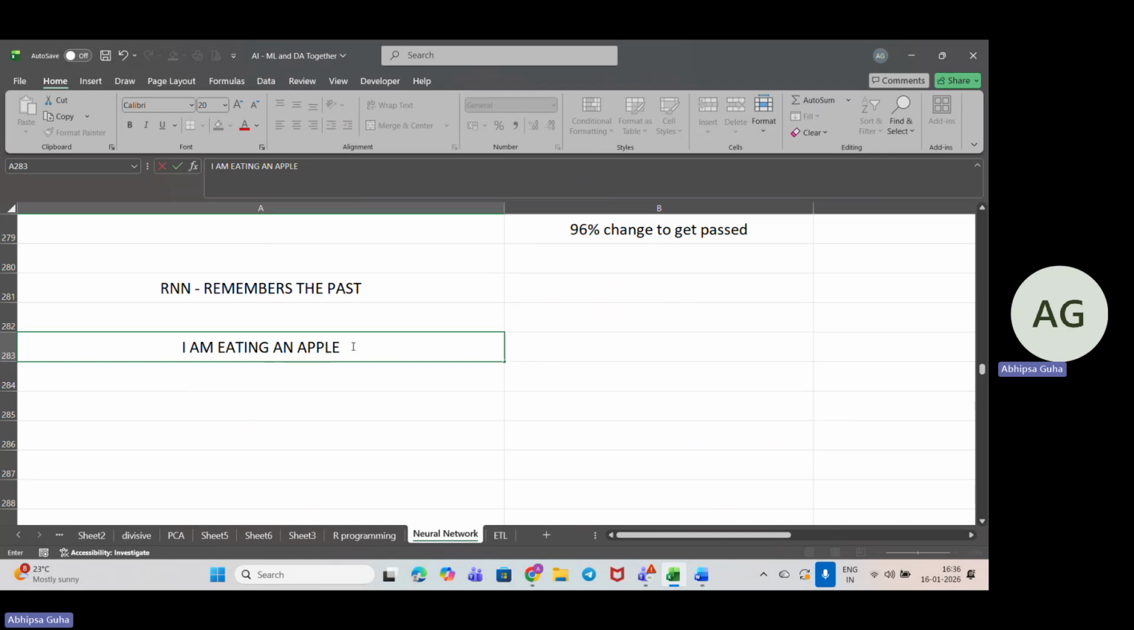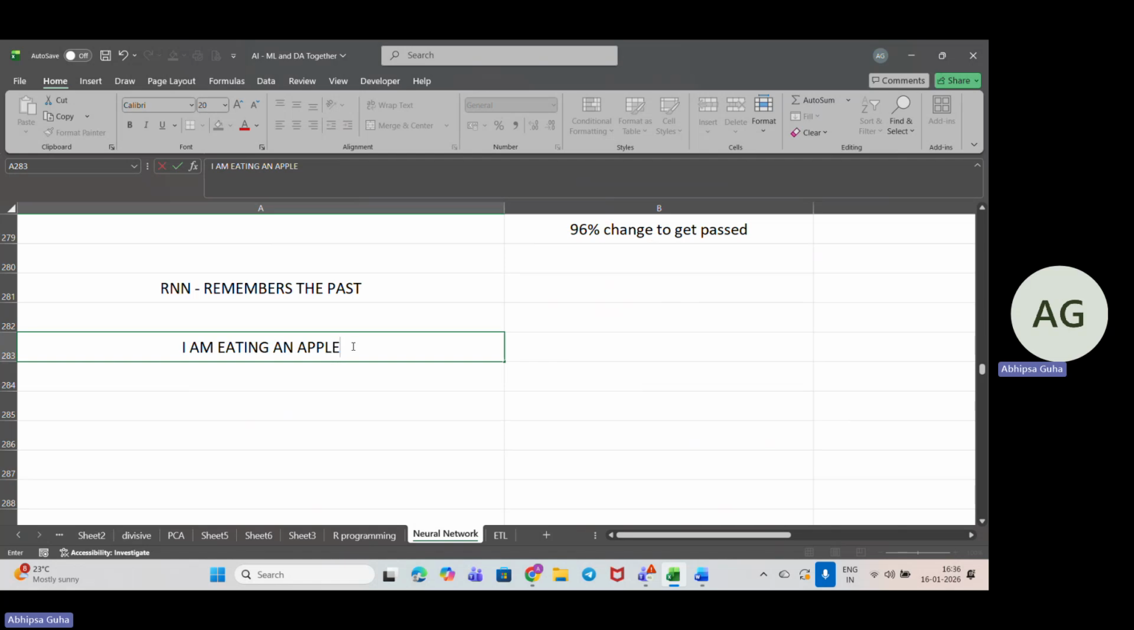To understand the word apple, you must remember it, right? So I am eating an dash. So in this case, memory is needed, right? So RNN works exactly like that.